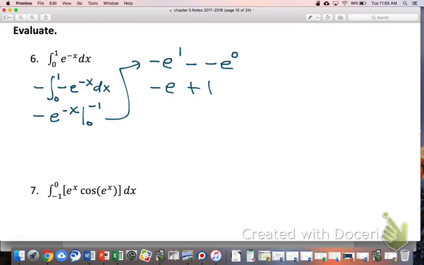Where are we guys at? Is that good? Question, Lainey. Why did you change the integral from 0 to 1 to 0 to -1? Well, that's my issue. I didn't mean to do that. That's a total mistake. Let's go back and fix that.